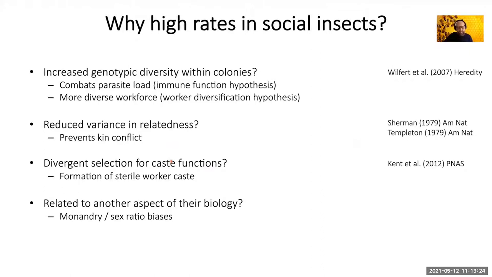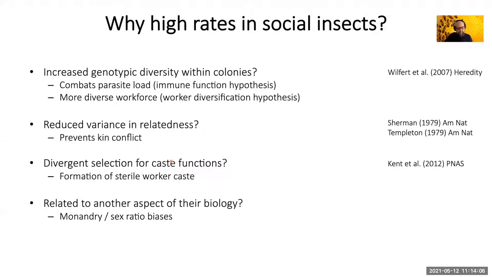There are a number of different hypotheses that have been proposed, which can be divided into different categories. One idea is that it's a selective advantage to have increased genetic diversity among workers within colonies. This could be something that prevents parasites from taking over in a colony, or it could be something which allows workers to become more specialized on different tasks, so it generates a more diverse workforce.